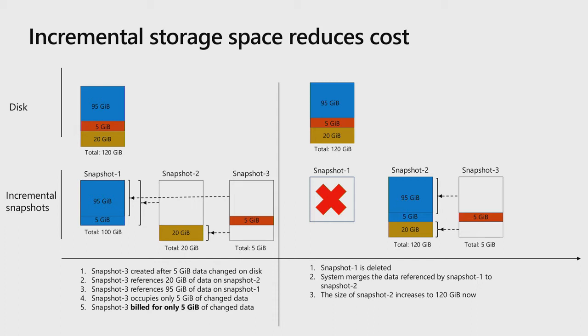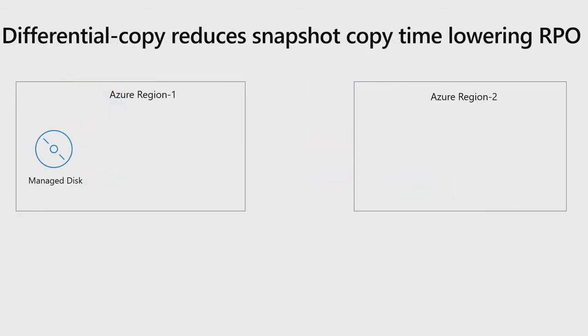Now let's talk about another capability of incremental snapshots, which is differential copy. Differential copy reduces the time to copy a snapshot from one Azure location to another, or from Azure to on-premises, drastically.